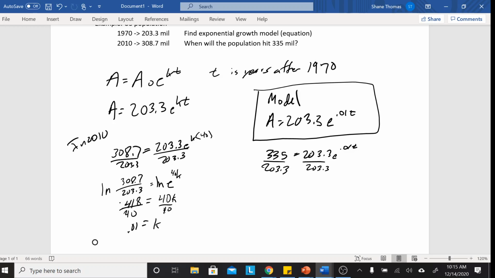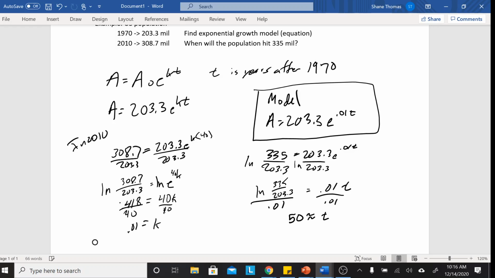All right, and then apply natural log, right? So I do that. Natural log of 335 over 203.3 is equal to 0.01 t, and then divide the whole thing by 0.01. I'm just going to put it all on my calculator at once. So you get, I think, like 49.892 or something like that. But that doesn't make much sense, right? We'll just call it 50.